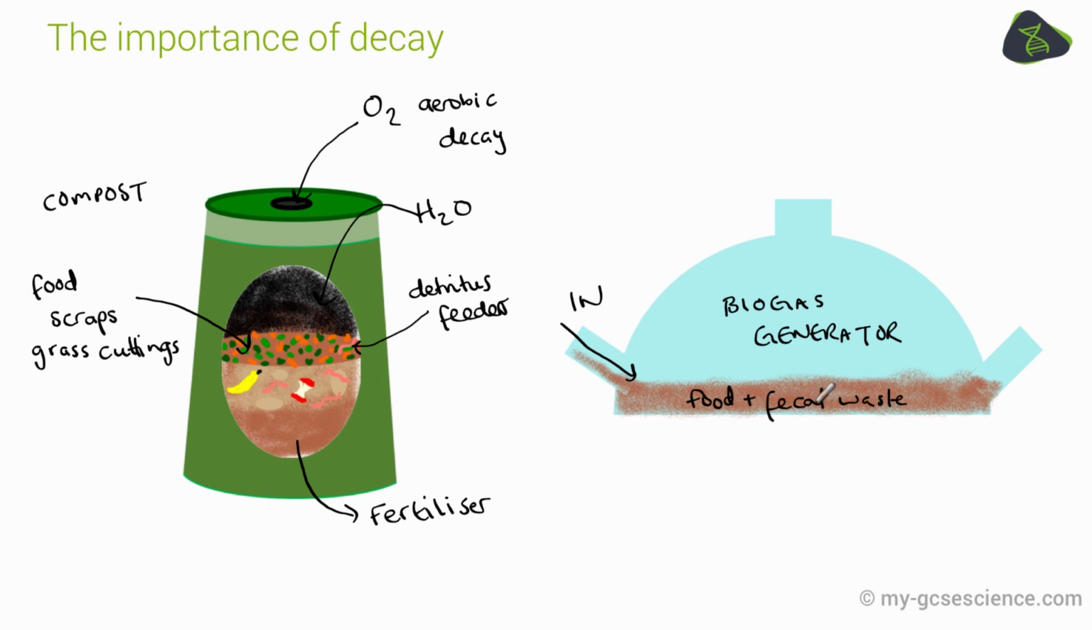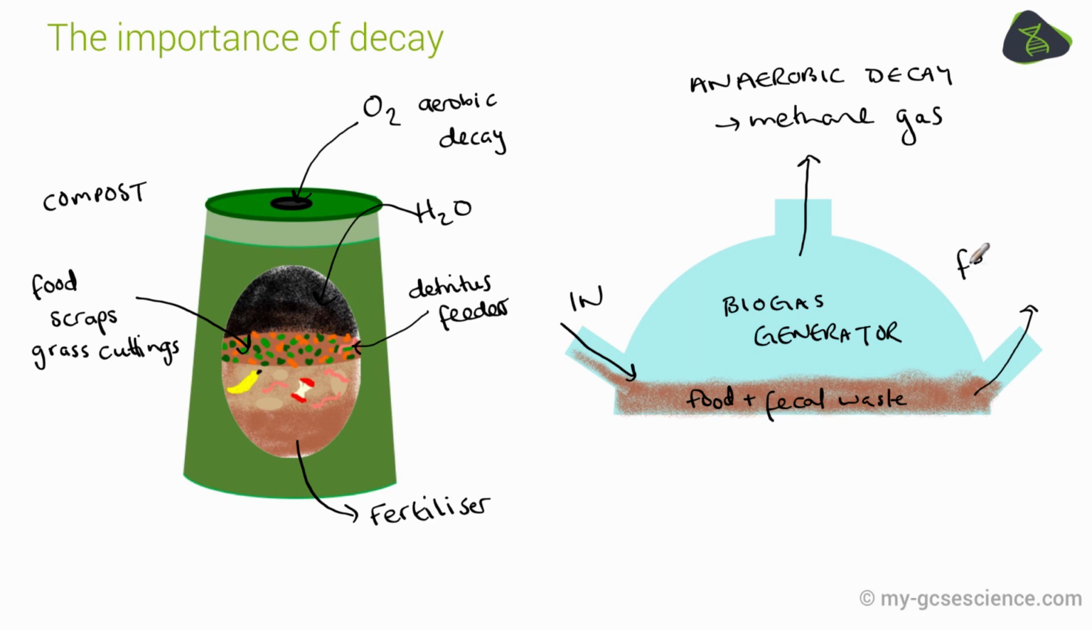However, when this is made airtight and all the oxygen from this big airspace has been used up, what you get in a biogas generator is anaerobic decay. And when that happens, a product gets made, which is methane gas, which can be burned as a fuel. So this methane gas actually gets collected from this outlet here, and then when the food and fecal waste has decomposed to a point where it cannot decompose anymore, it becomes very useful as a fertiliser.